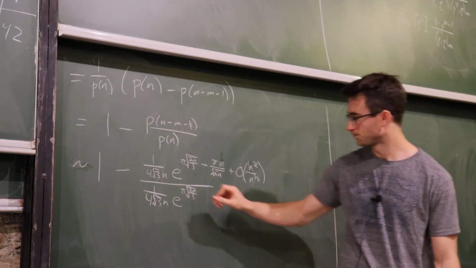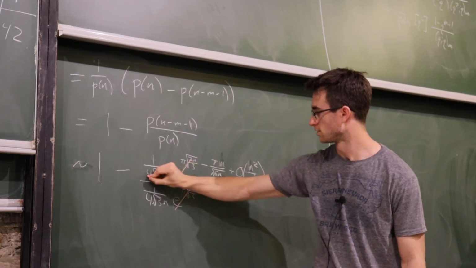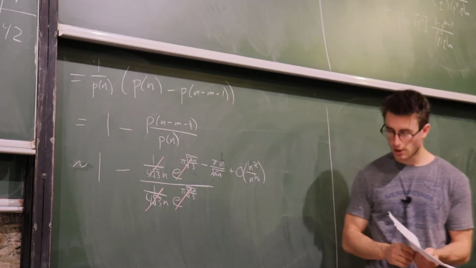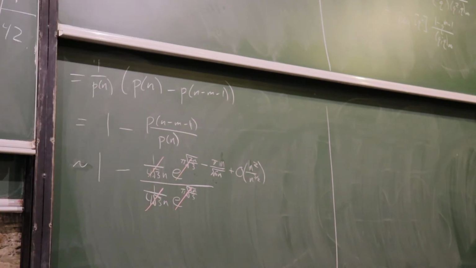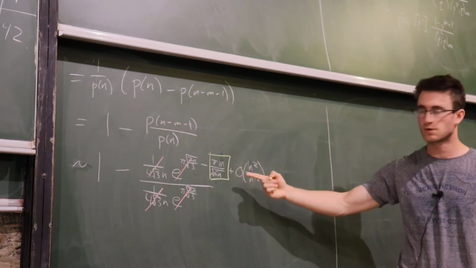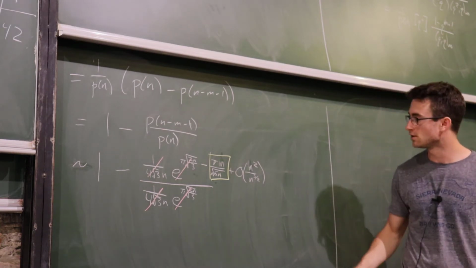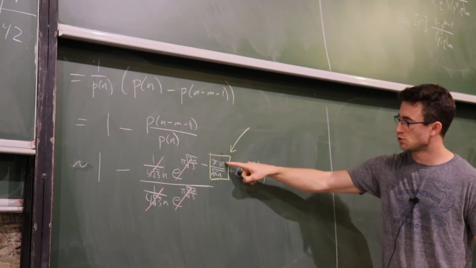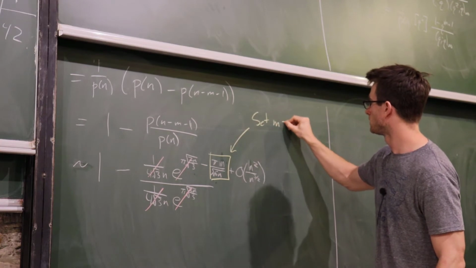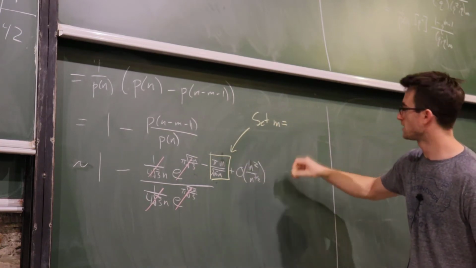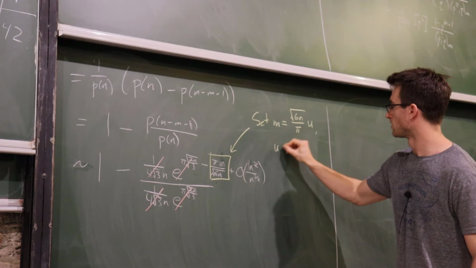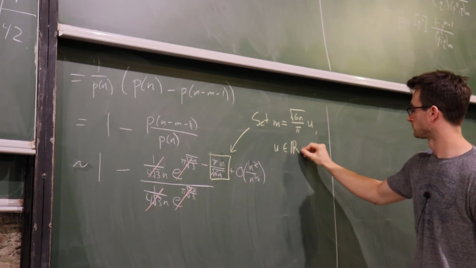And what happens is that, well, this and this and this cancel. But if we want to get a meaningful expression in this guy, if we want to get something that tends to a limit as n tends to infinity, we will choose m depending on n in a certain way. So we'll set m, and I'll choose it in a way that clears these constants. So I'll make it root 6n over pi times u, for u now a positive real number, or non-negative real number.